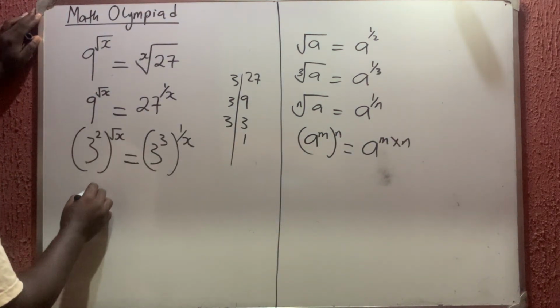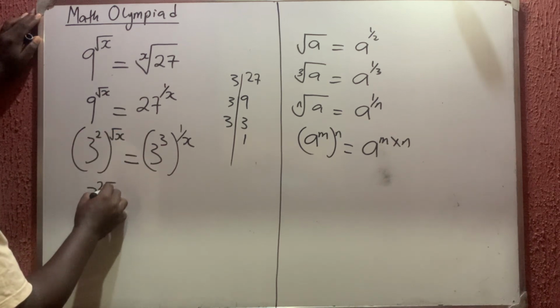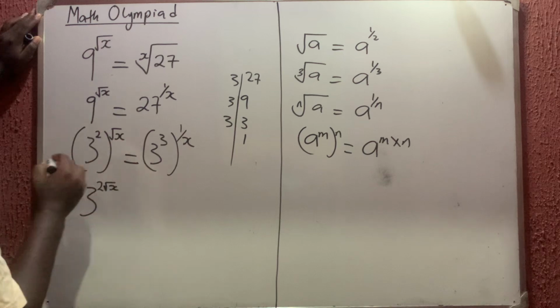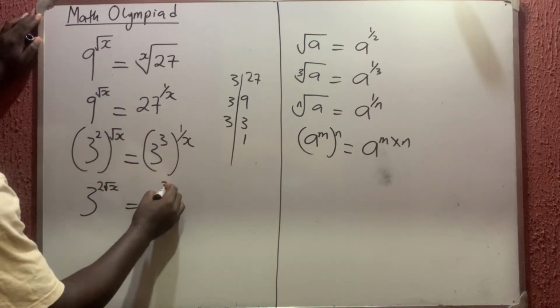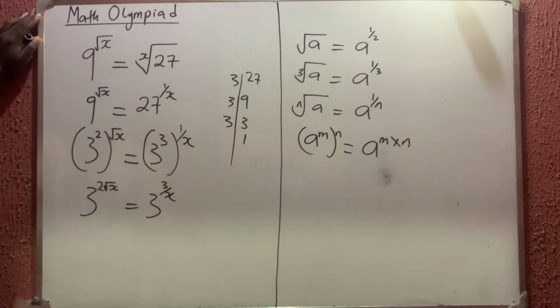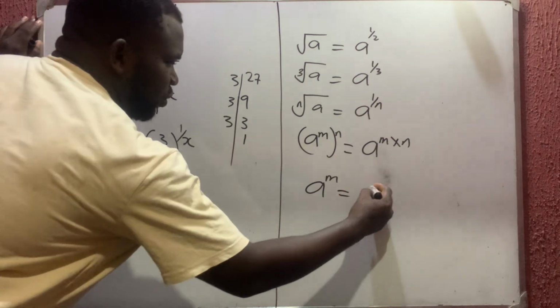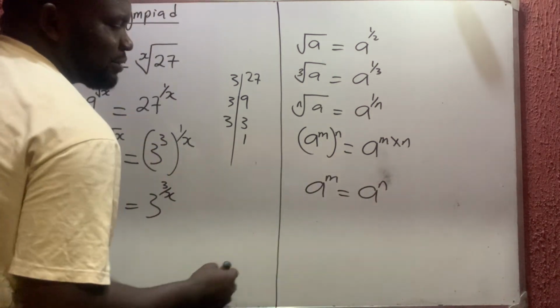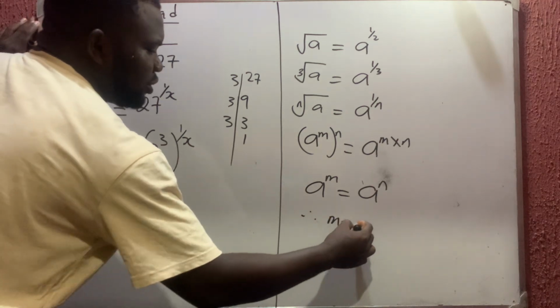So this is the same as saying 3 raised to power 2 times this. I have what? 2 root x. Okay, 2 root x is equal to what? 3 raised to power, this time this will give you 3 over x. Now, according to the law of indices again, we have a raised to power m is equal to a raised to power n. The bases are the same, so they can cancel out. If they cancel out, you will now have that m is equal to n.